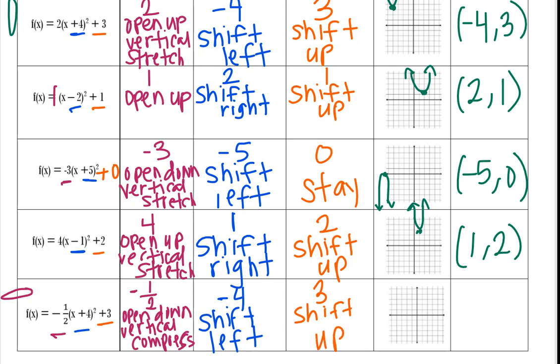Now I know all of these examples shifted up except for the third one, but just keep in mind if it said minus a number, it would shift down. So now I'm going to sketch this parabola to the left 4 and up 3, making my vertex negative 4, 3. I need to open down and my parabola needs to be compressed. So instead of getting narrower, it is going to get wider. That is a vertical compression.